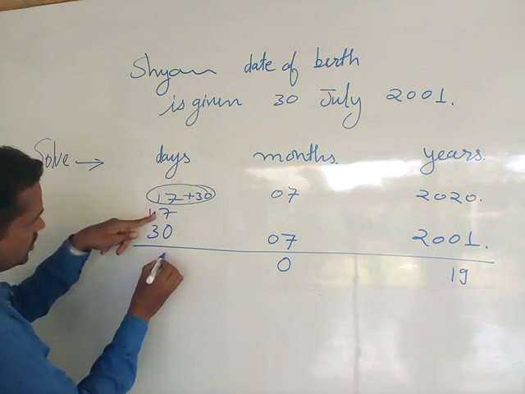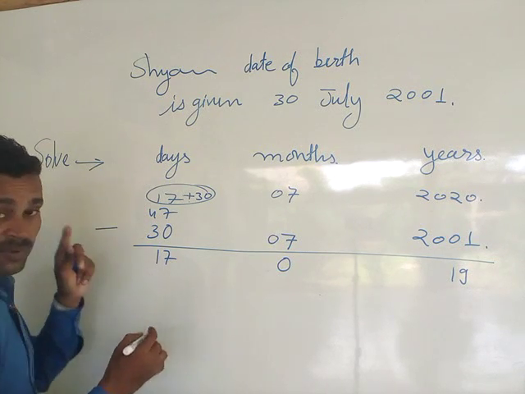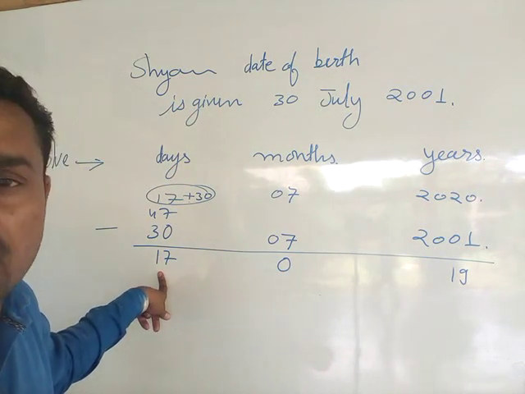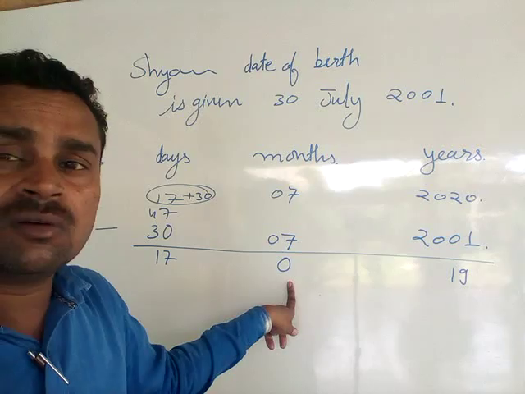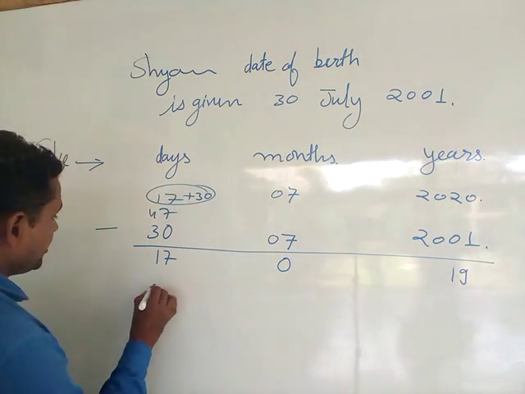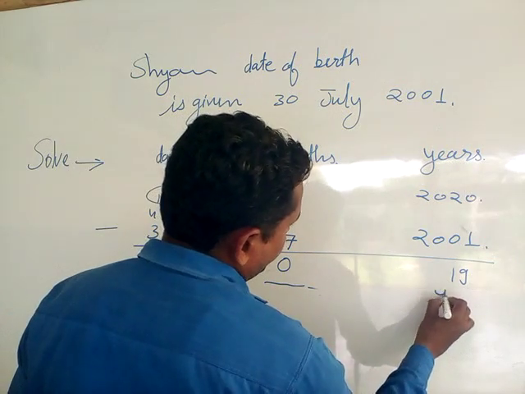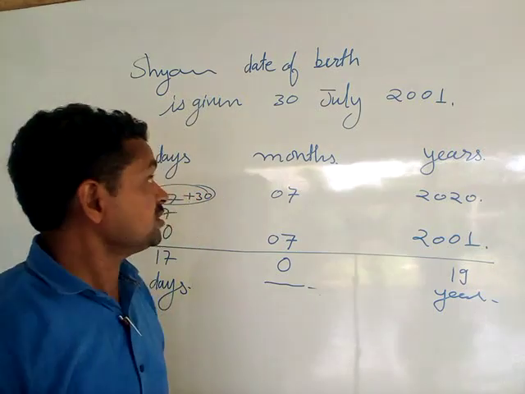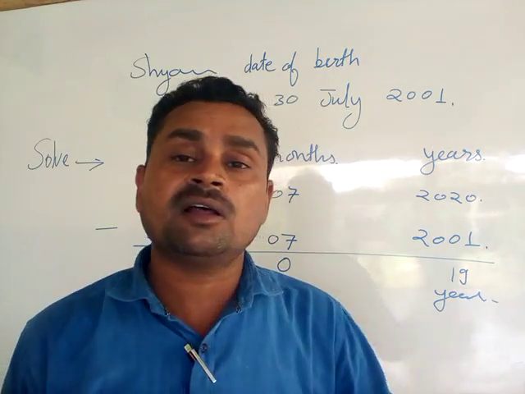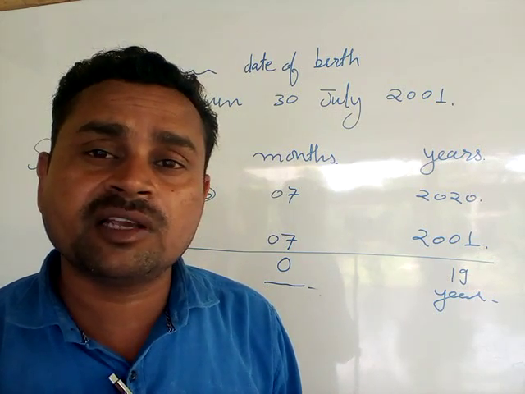47 minus 30 is equal to 17. 7 minus 0 is equal to 7. 20 minus 1 is equal to 19. It means the age of Shyam will be 17 days, 0 months, and 19 years. So this is days, and month nil, and years. We can say that Shyam is 19 years and 17 days old today. Thus you can find out and calculate the age of any person.